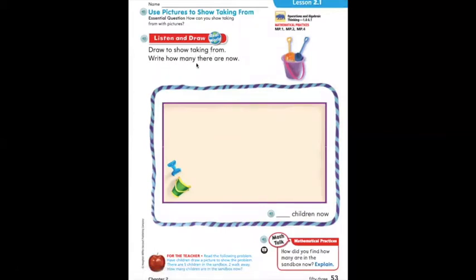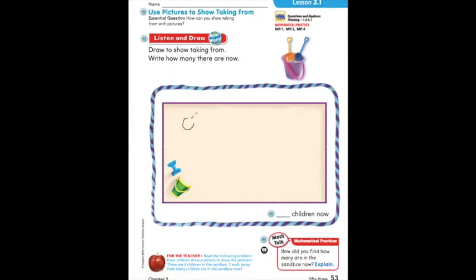Listen to the following math story. There are 5 children in the sandbox. 2 walk away. How many children are in the sandbox now? What should we draw in the sandbox? We should draw 5 children because there are 5 children to start with in the sandbox.